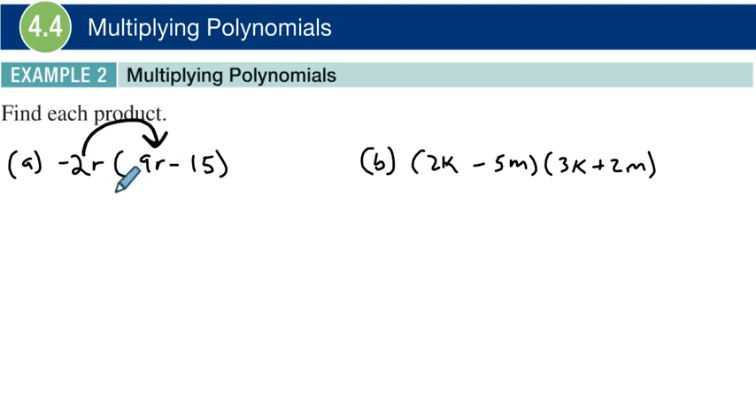Okay, so first let's multiply the coefficients. That's negative 2 and 9, so that's negative 18. And then we multiply r times r. That's the same thing as saying r to the power of 1 times r to the power of 1, so that's r to the power of 2. All right, cool. And then we do negative 2r, and we distribute that to negative 15. So negative 2 times negative 15 is a positive 30. And then we have our r left over right there.